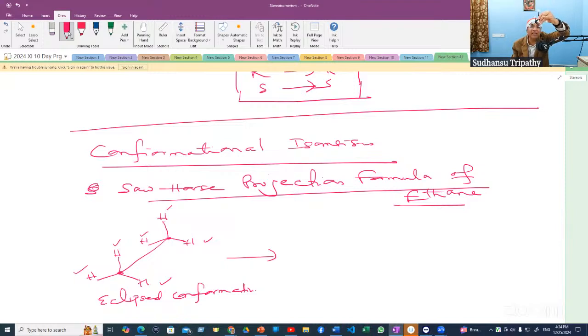Dihedral angle is a 3D angle. That is the angle between two planes. One plane contains, supposing this hydrogen towards you is called H1, this is carbon 1 towards you and towards me carbon 2. So one plane carries hydrogen 1, carbon 2. And the other plane carries carbon 1, carbon 2 once again, and the hydrogen towards me, that is H2. So in this case, the dihedral angle is 0.